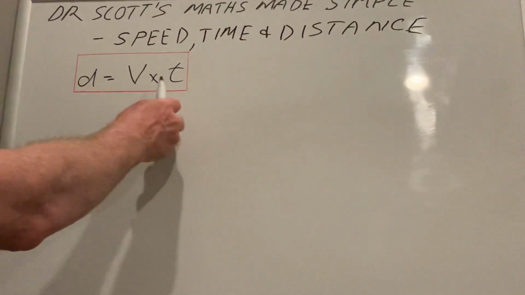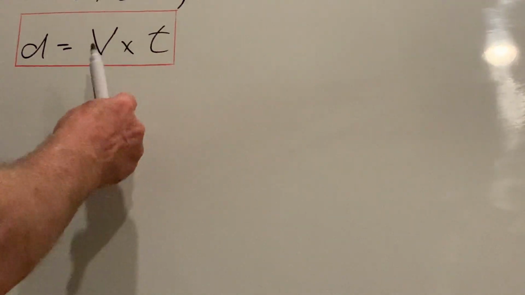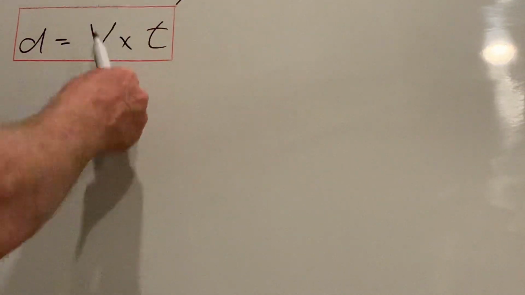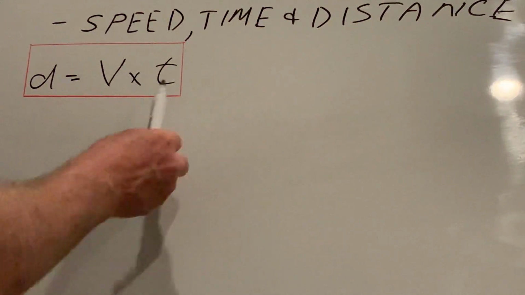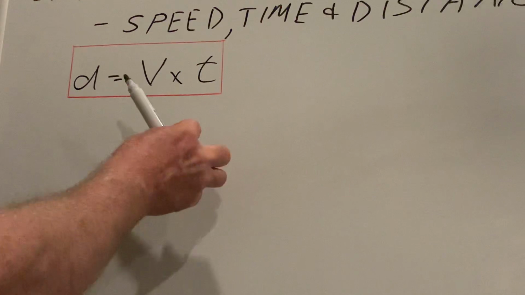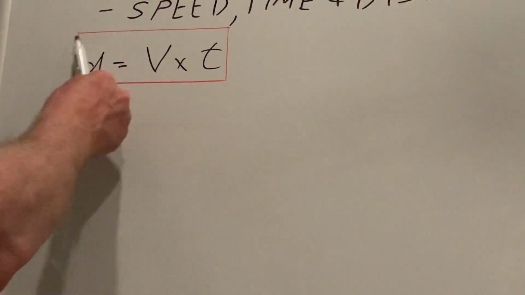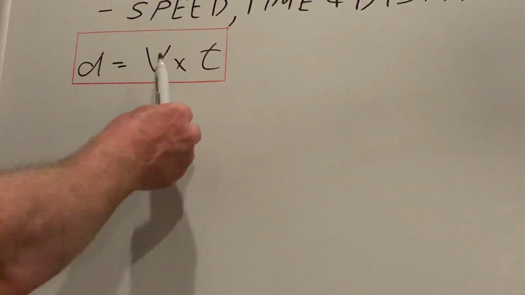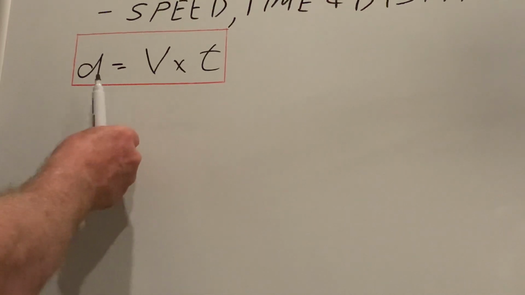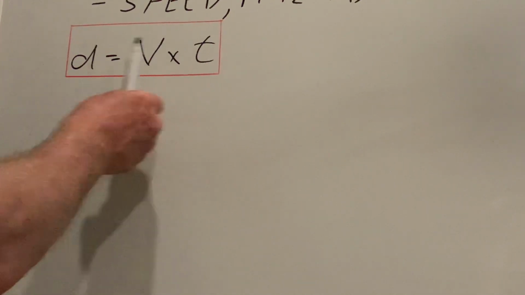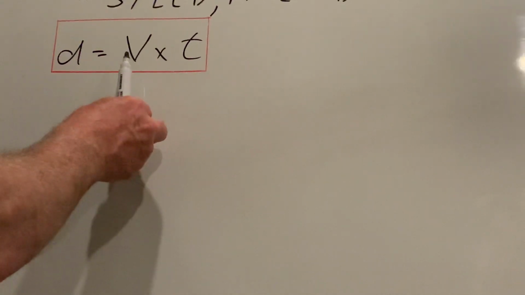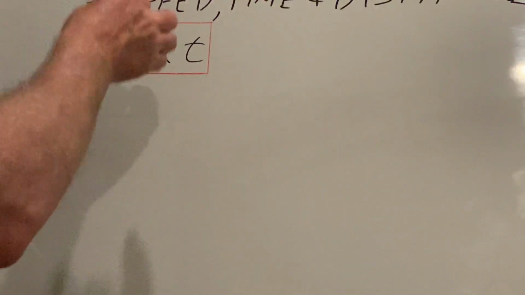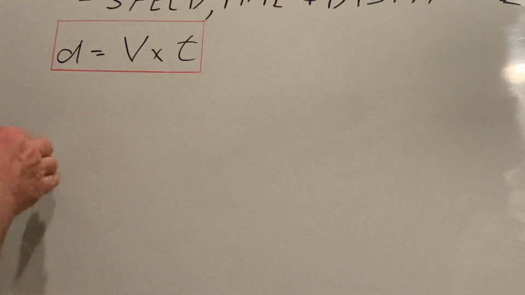Distance equals velocity multiplied by time. Velocity is speed. Same thing. V for velocity. Distance equals velocity times time. If you know this formula, you can work out everything else. You can work out the distance if you know the velocity and the time. You can work out the time if you know the velocity and the distance. And you can work out the velocity if you know the time and the distance.